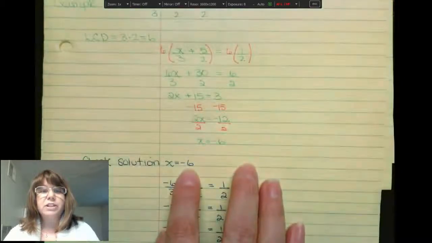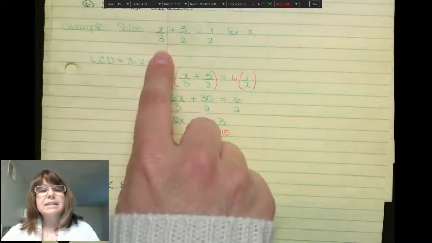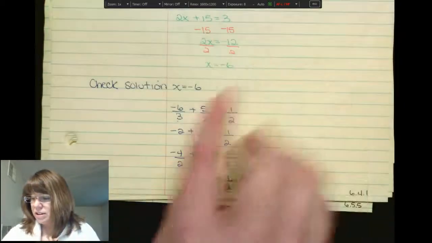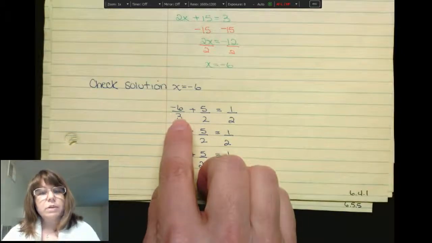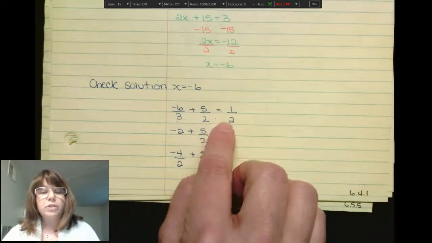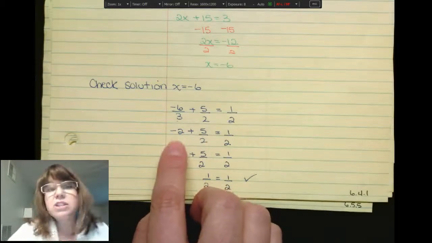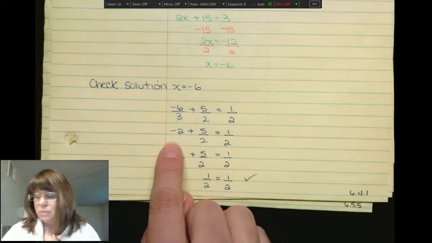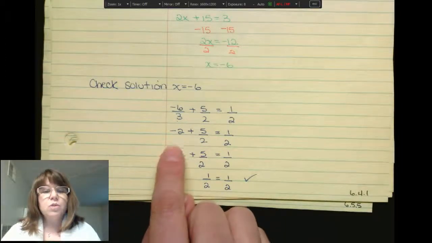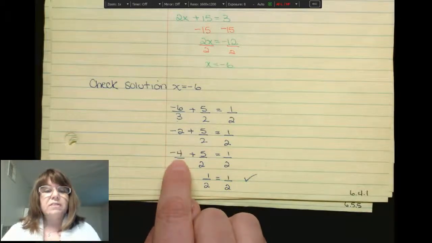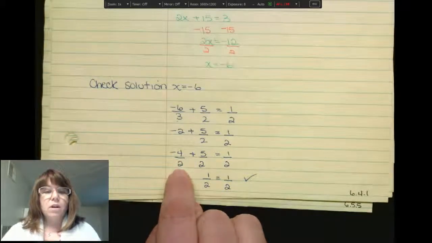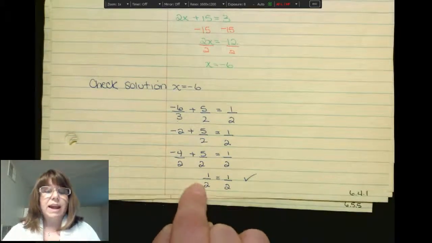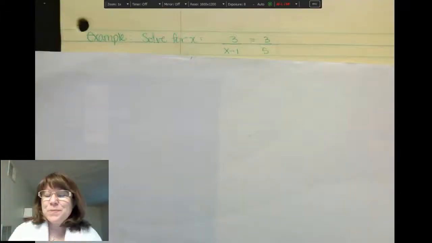So my original equation is x over 3 plus 5 over 2 equals 1 over 2. Wherever I saw an x, I'm going to plug in negative 6 over 3 plus 5 over 2 equals 1 over 2. Well, negative 6 over 3 is just negative 2 plus 5/2. Does that equal 1/2? I'm going to use the common denominator of 2, so negative 2 equals negative 4 over 2. Negative 4 plus a positive 5 is a positive 1, so indeed 1/2 equals 1/2. Let's work through another example.